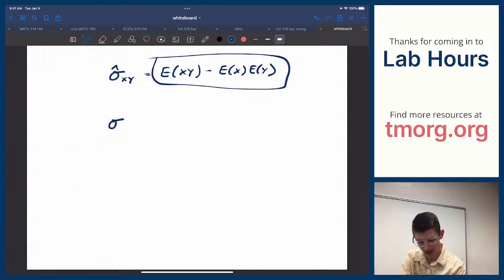And you guys know that sigma hat xy, when we corrected the bias of sigma hat xy, we did n minus 1 over n, and that turned it into sxy.